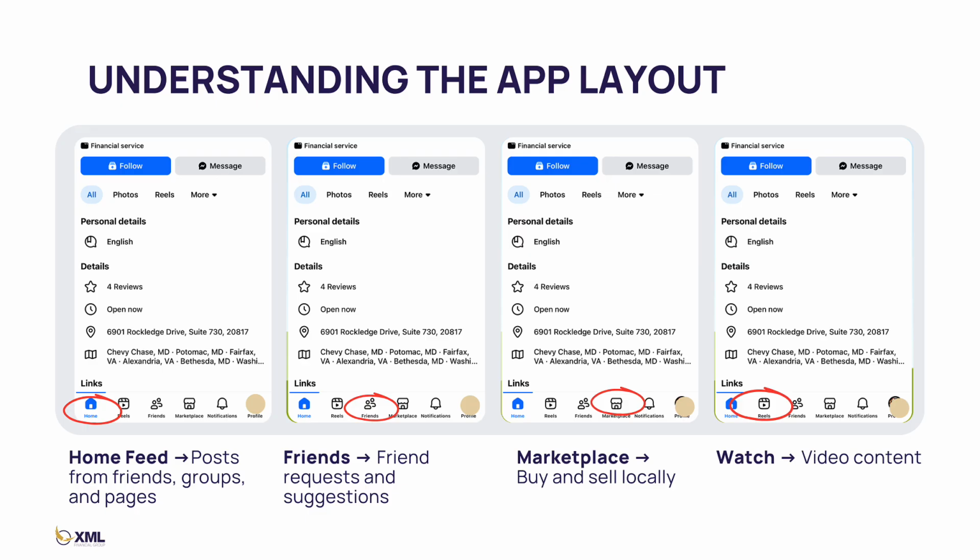Another section is Marketplace. Marketplace allows people to buy and sell items locally. You can browse furniture, tools, electronics, household items, and much more. You'll also find a Watch or Reels section where Facebook displays video content. Don't worry about memorizing everything immediately. Like learning a new neighborhood, you'll become more familiar with the layout the more you use it.